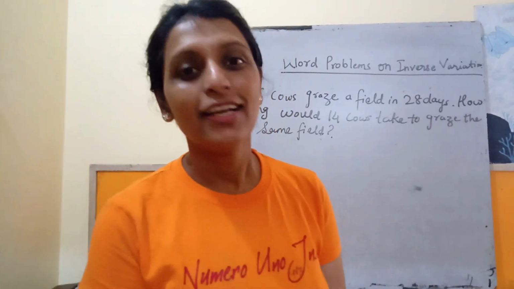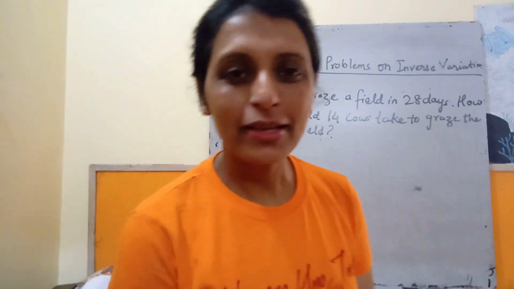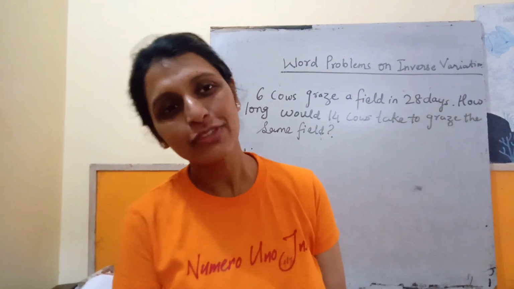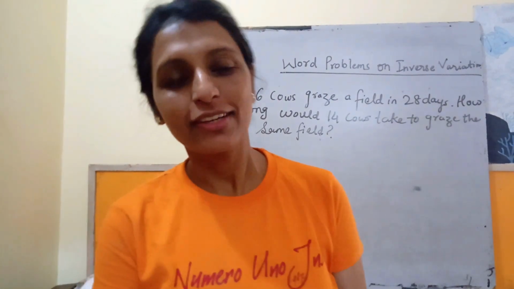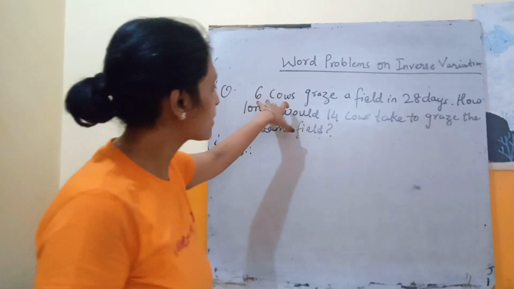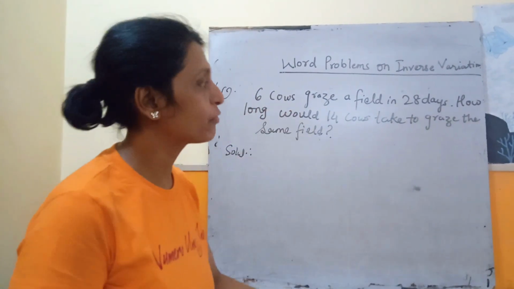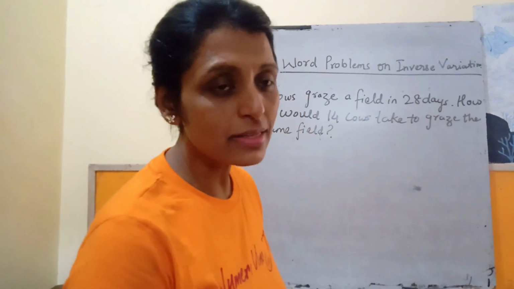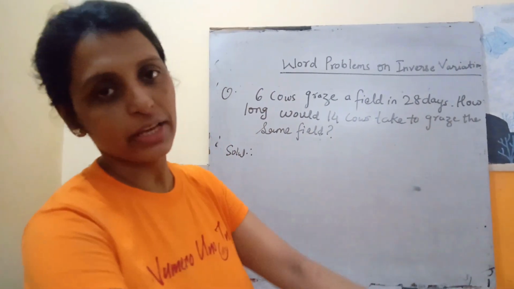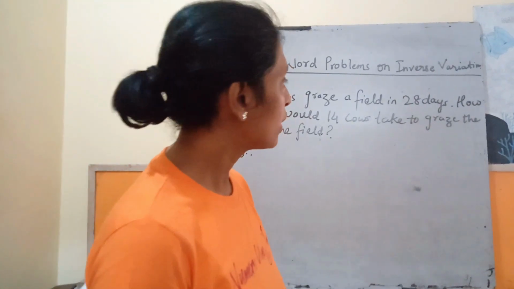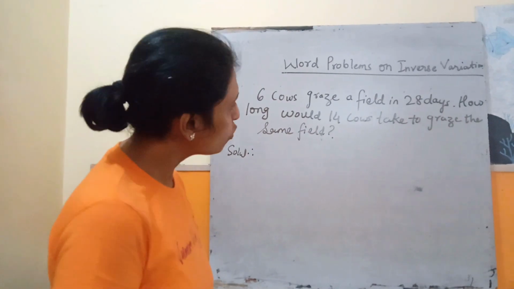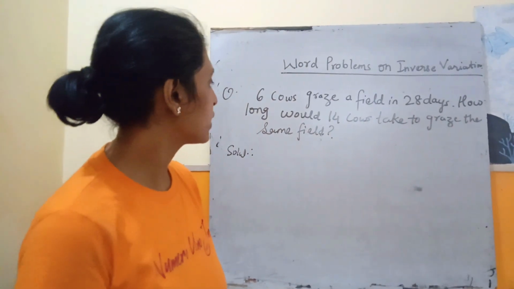Hello all. In this video I am going to explain one more question of inverse variation. Okay, so in this question it's given that 6 cows graze a field in 28 days. Means in 28 days 6 cows graze the field. Okay, charte hain. Grazing means charna. Okay, how long would 14 cows take to graze the same field?